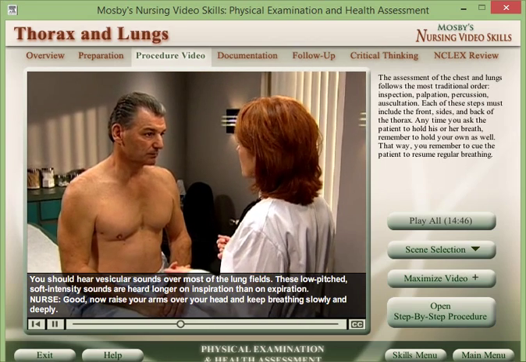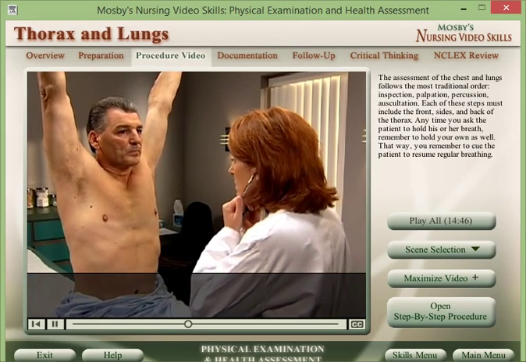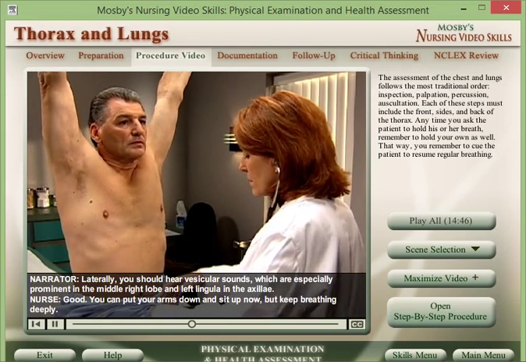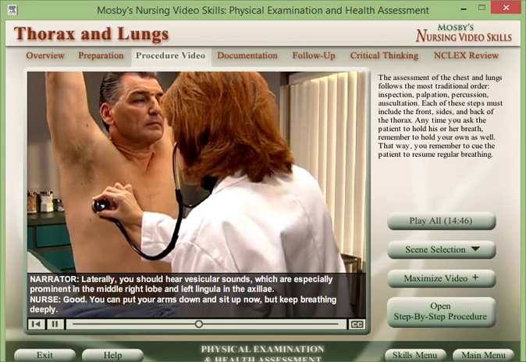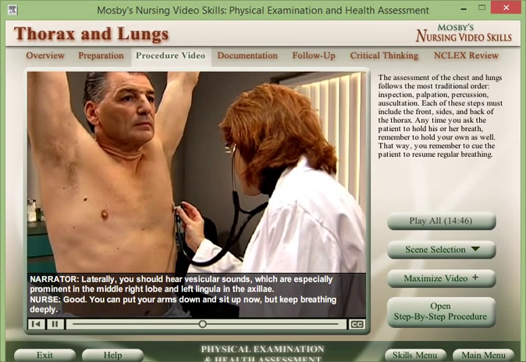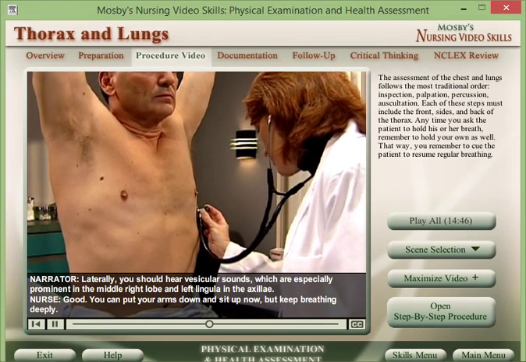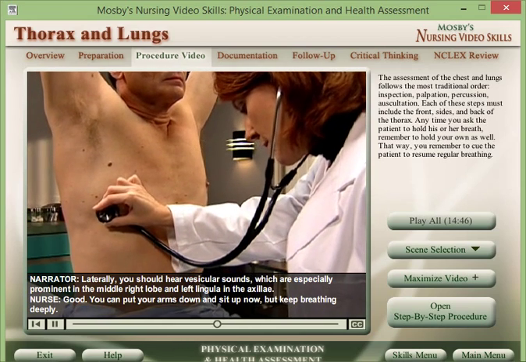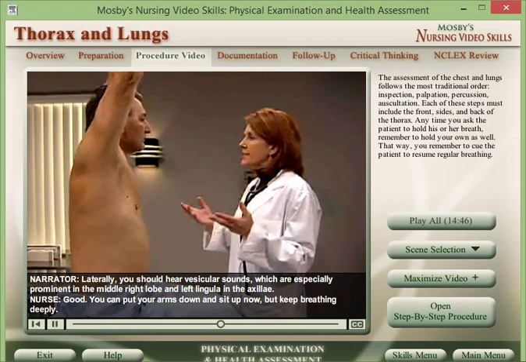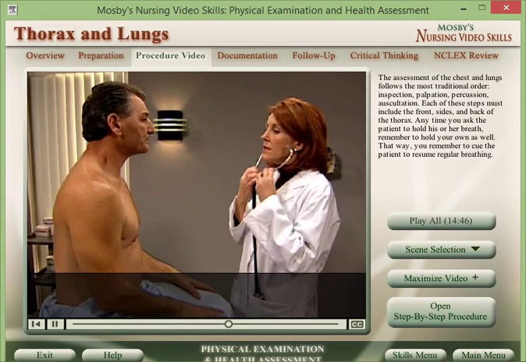Great, now raise your arms above your head and keep breathing slowly and deeply. Laterally, you should hear vesicular sounds, which are especially prominent in the middle right lobe and left lingula in the axilla. Great, you can put your arms down and relax, but keep breathing deeply.